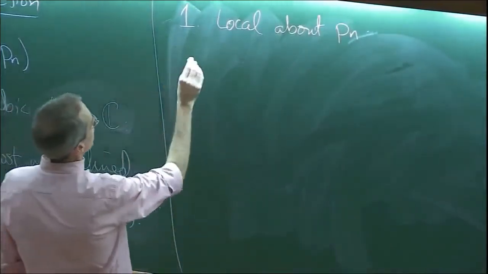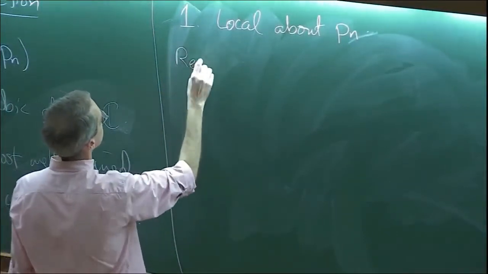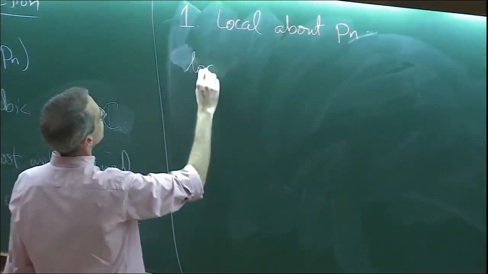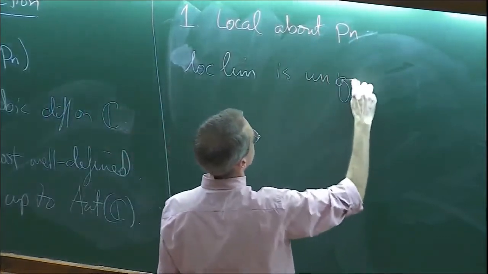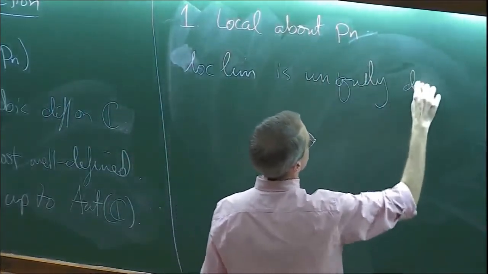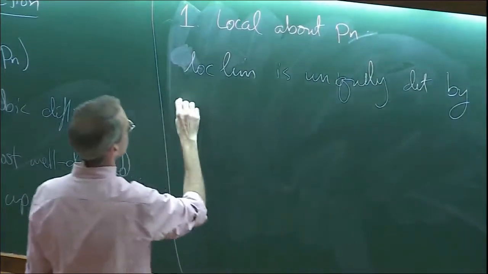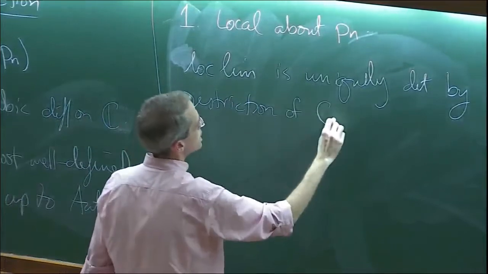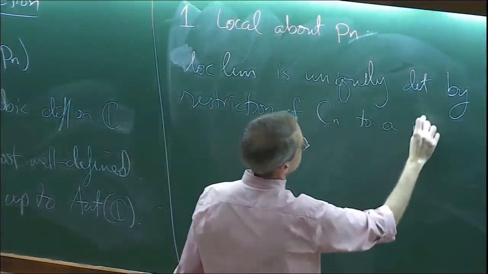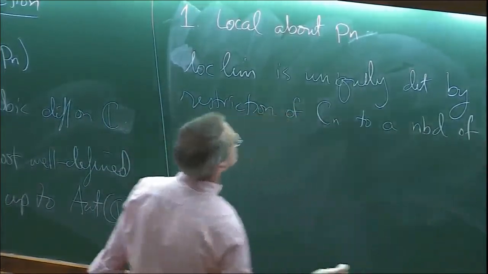In other words, this local limit is uniquely determined by the restriction of Cn to a neighborhood of the point Pn.